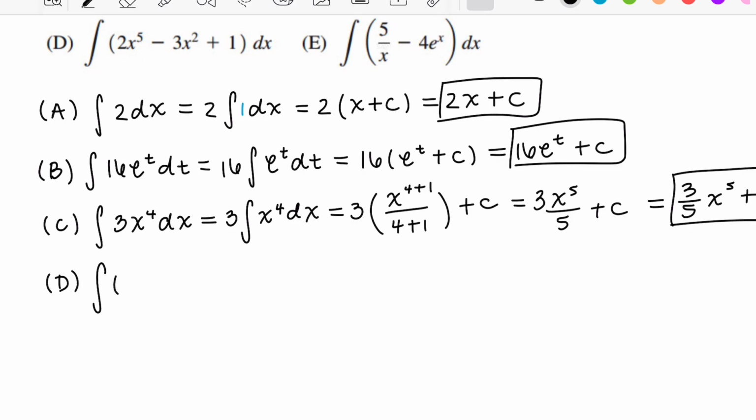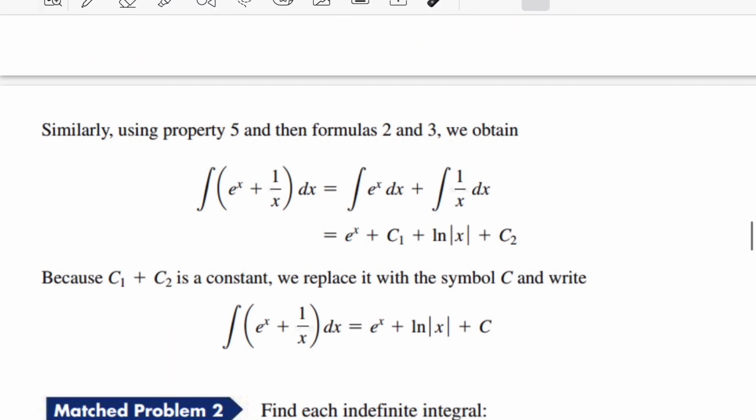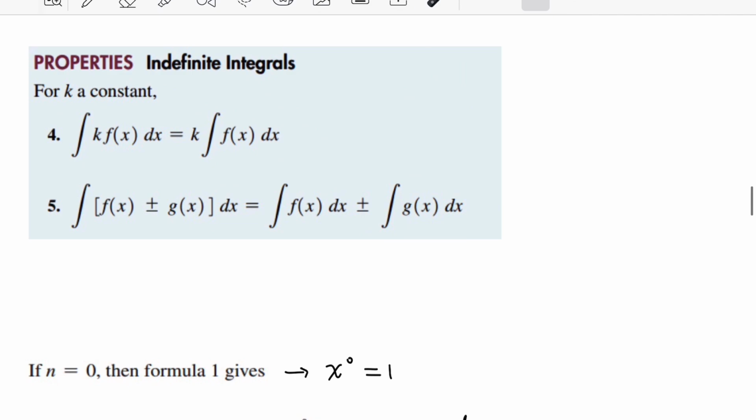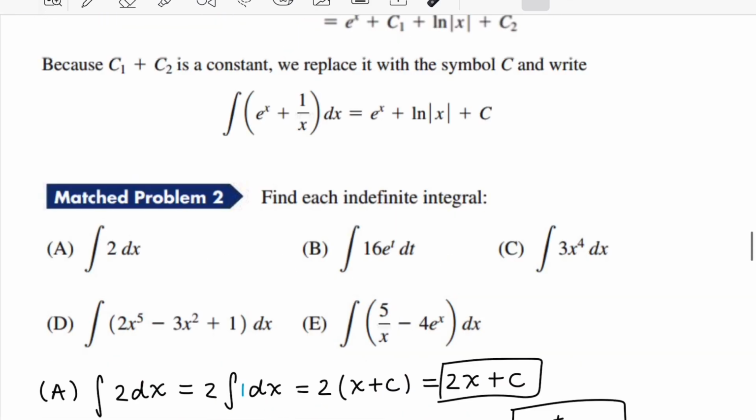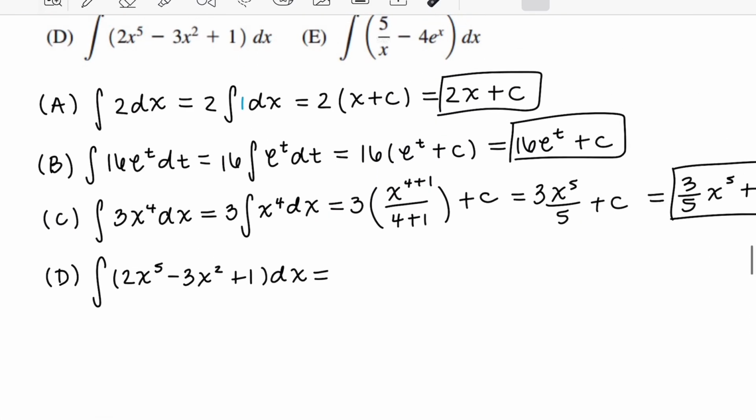We're taking the integral of this here with respect to x. So for this one, we'll use property 5 here. Remember, this says that if we want to take the integral of the sum of two functions, that's the same thing as taking the sum of their integrals. And same if we're looking at the difference of these functions. So we essentially can break these guys out into their own integrals.